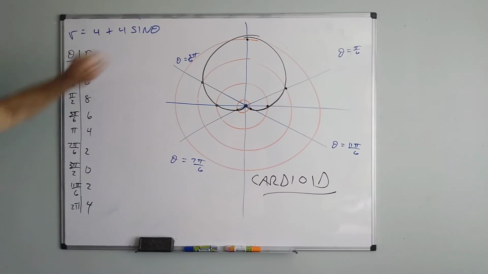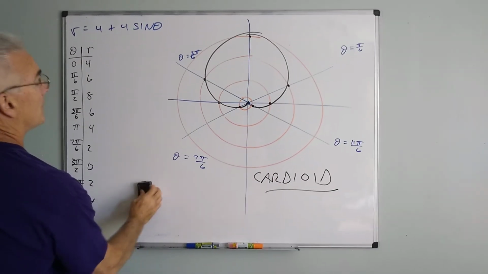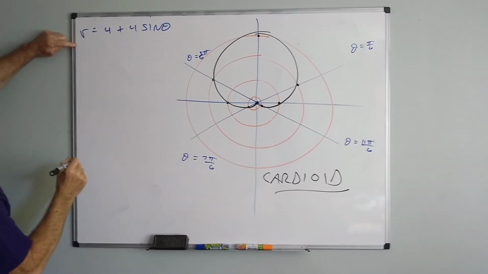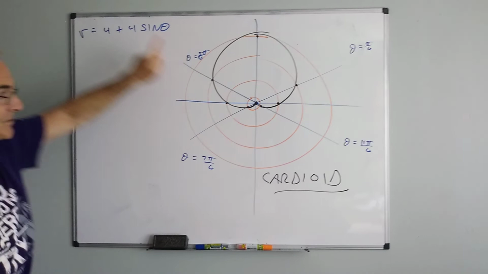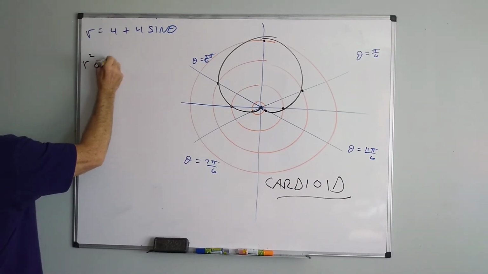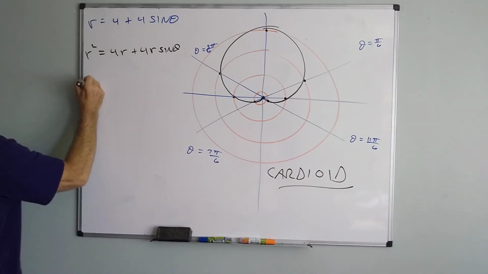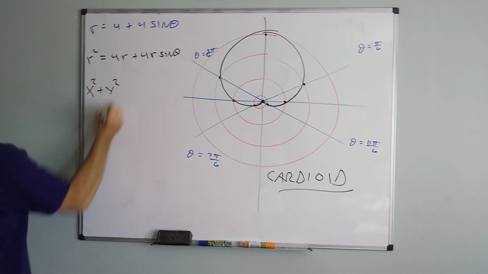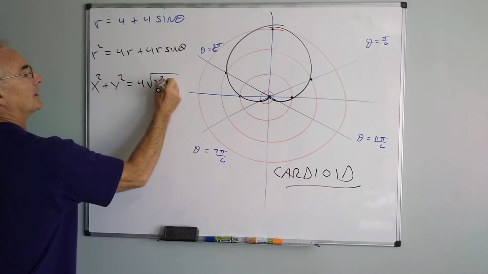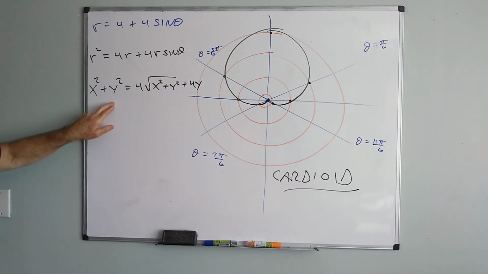So the simplest way to look at this would be to draw it. Now, if I said I want to make this into a rectangular equation, well, that would be quite complicated. Because if I wanted to do a rectangular equation, first thing I would need to do is multiply both sides by r. We know r equals 0 is a solution. So if I multiplied both sides by r, I'd get r squared equals 4r plus 4r sine theta, which would give us the simple equation in the xy plane of x squared plus y squared equals 4 times the square root of x squared plus y squared plus 4y, which would not be very friendly to work with.